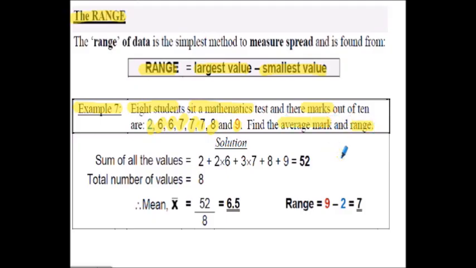So the average is simply working out the frequencies times the scores in this case. So 2 plus 2 times 6 plus 3 times 7 plus an 8 plus a 9. That totals 52. There are 8 people sitting this test, so the average score is 52 divided by 8, which is 6.5. If we want the range, the spread of the data, it's simply the largest value, the maximum score, which was 9, take away the smallest value, the minimum score, which was 2. So the range of the data is 7. Now we can define this data set as having a mean of 6.5 and a range of 7.